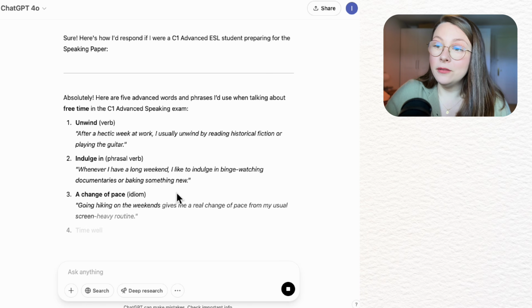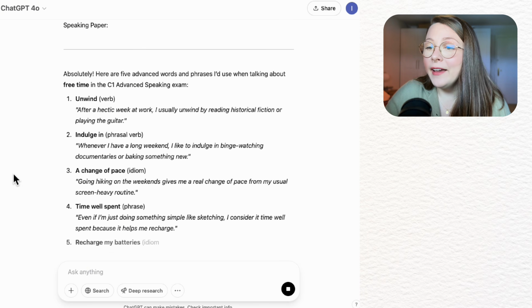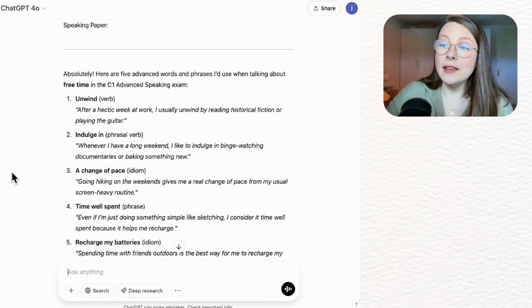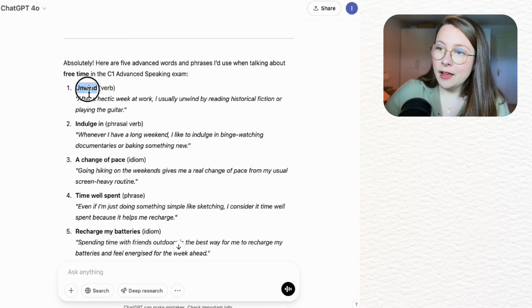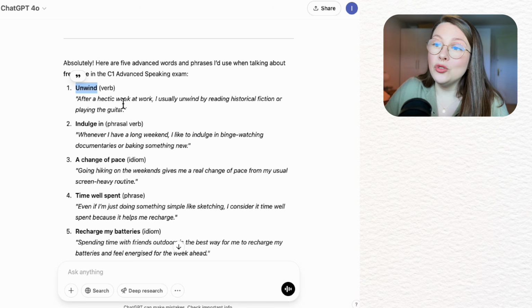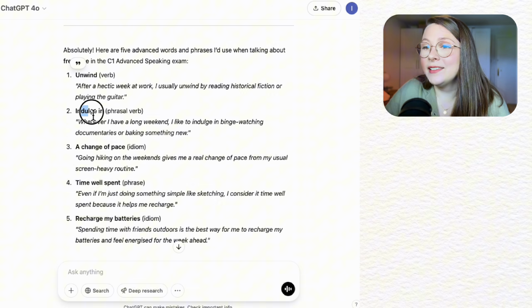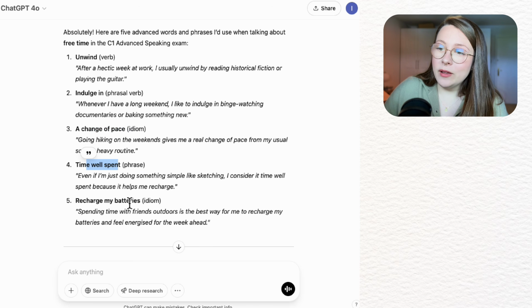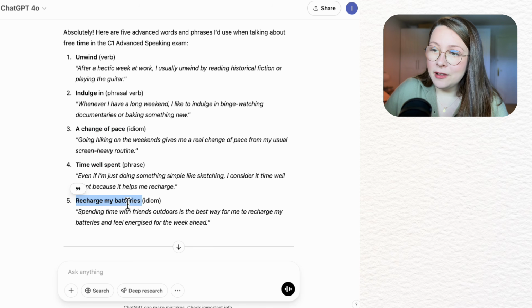All right, so ChatGPT is now giving us 5 examples of advanced vocabulary that you can learn in preparation for the topic of free time. For example, the C1 verb to unwind, which means to relax, to indulge in, we've got a nice phrasal verb, change of pace, time well spent, recharge my batteries.